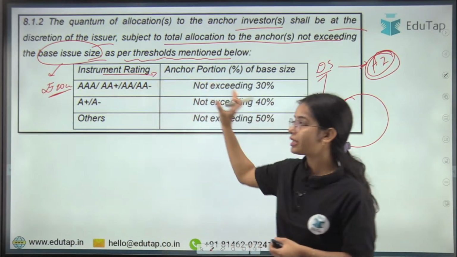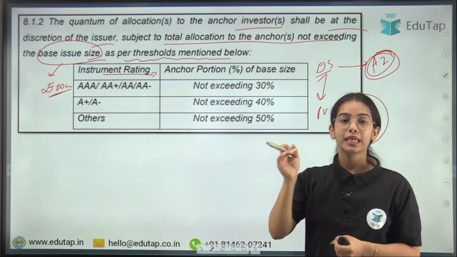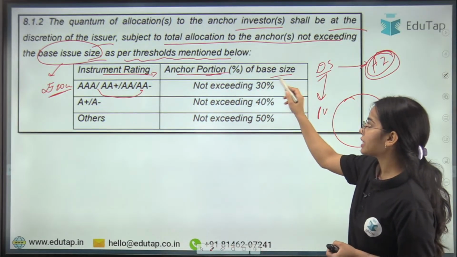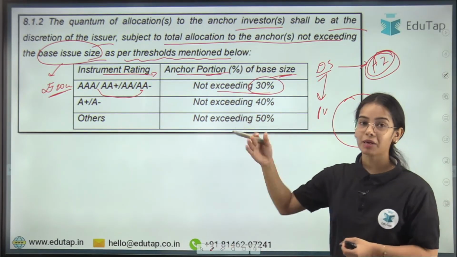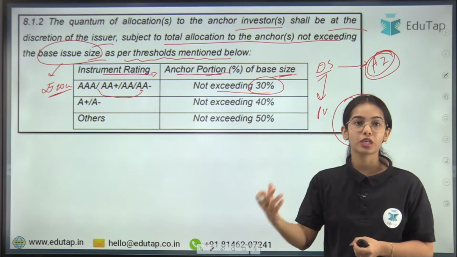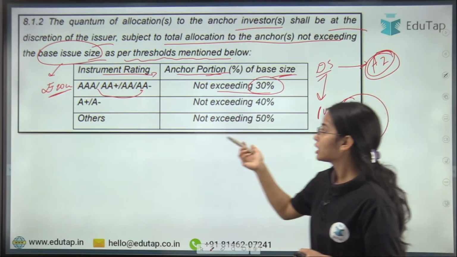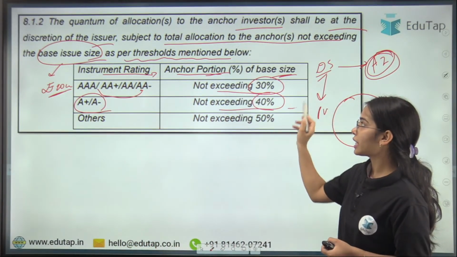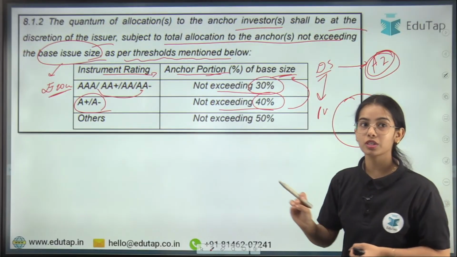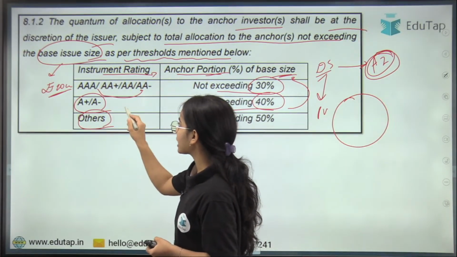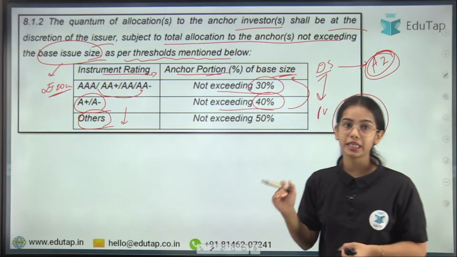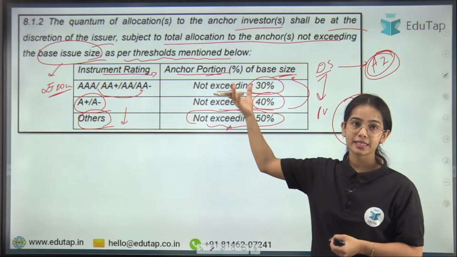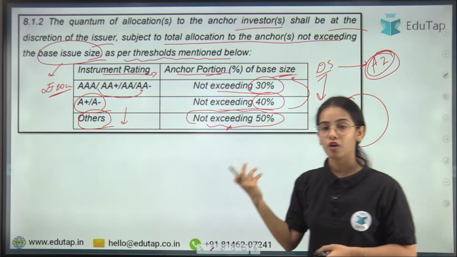Now, if the instrument rating, that is, if the debt instrument is rated AA to AA minus, then the anchor portion of the base size should not exceed 30%. That means anchor investors can only purchase up to 30% of the debt instrument. If the instrument rating is A plus, A minus, the anchor portion should not exceed 40%. In the case of others, that is, a debt instrument that has a lower rating, the anchor investor should not invest more than 50%. That is, the anchor portion should not be more than 50% of the base size.